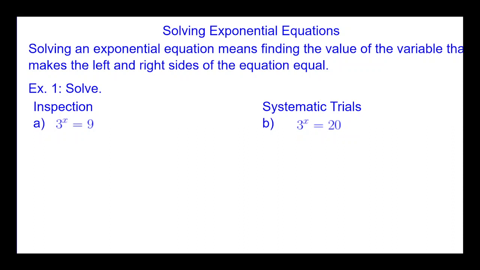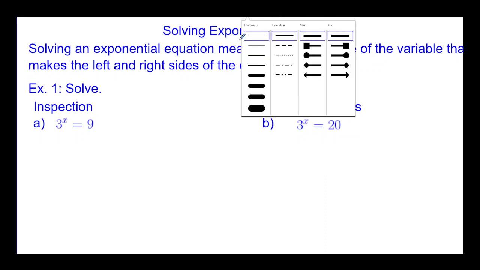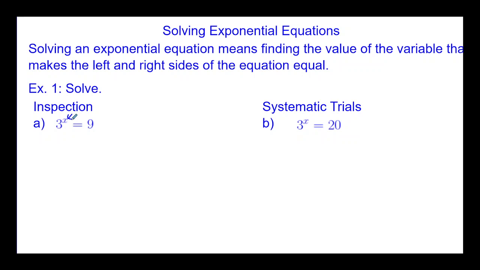So first of all, when we solve an exponential equation, that means to find the value of the variable that makes the left side and the right side of the equation equal. So in this first example here, where we have 3 to the x is equal to 9, really what we're trying to do is find the value of x. So what value can we substitute into here to get a 9 on the left side so that it's equal to the right side? And we call this by inspection because you just do it by looking at it.